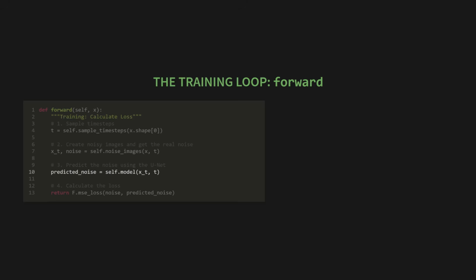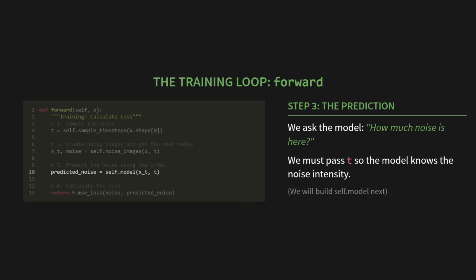Step 3, the prediction. Now we get to the fun part. predicted_noise = self.model(x_t, t). Here, we just ask the model, hey, how much noise is in this image? We give it the noisy image x_t, and critically, we also give it t, the time step, so the model knows the intensity of the noise it should be looking for. And don't worry, we're going to build this self.model in the very next chapter.